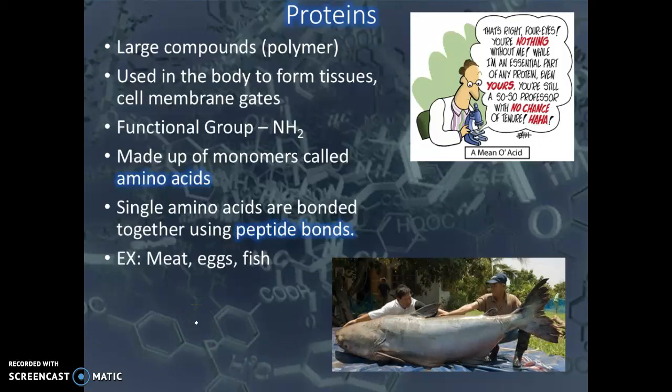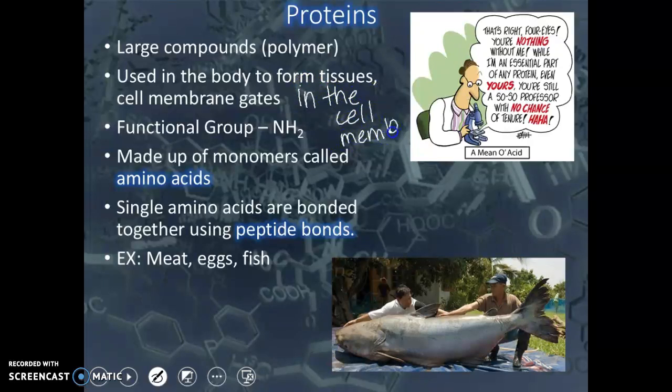Our second type of organic compound is called a protein. And proteins, again, are large compounds. They're also polymers. They're used in the body to form tissues and as cell membrane gates. We have a lot of proteins in the cell membrane. And you'll learn about those later and all of the jobs that they do there. The functional group for this one is NH2. So anytime you see that on a diagram, you're going to know that that's going to be a protein. The monomers are amino acids.